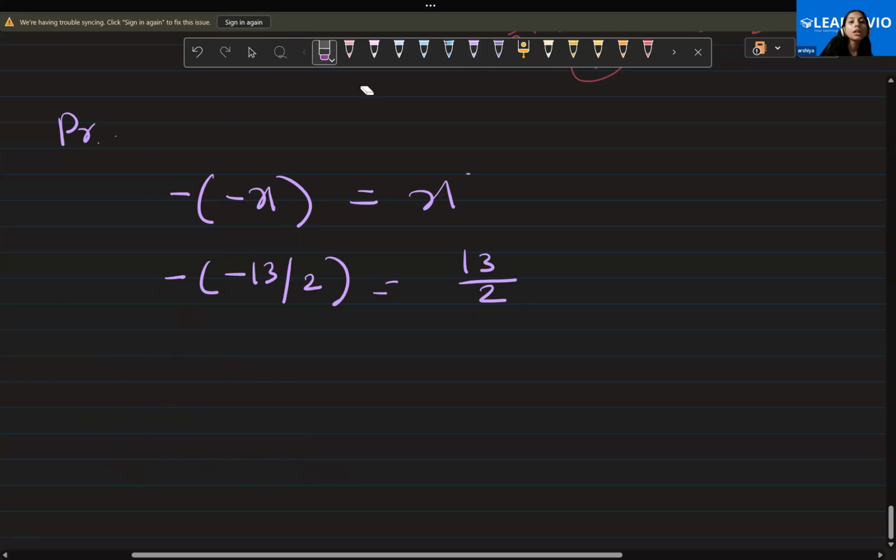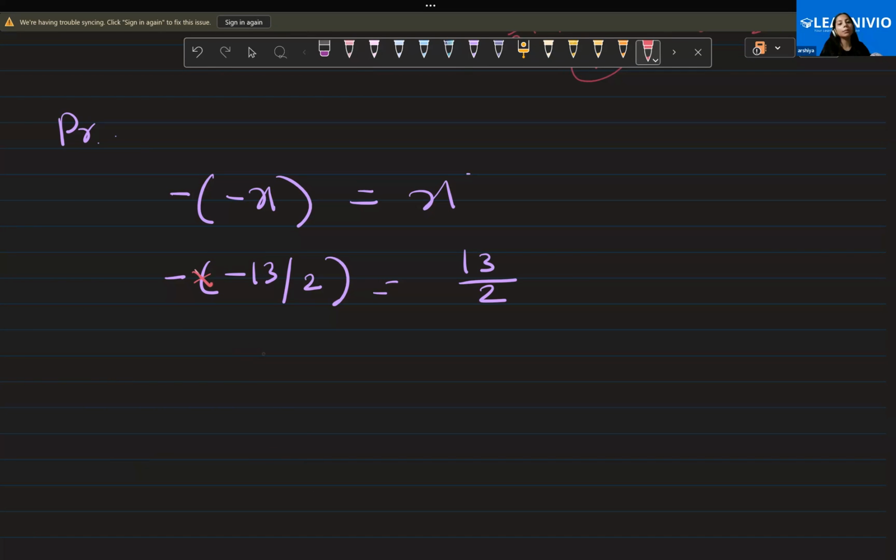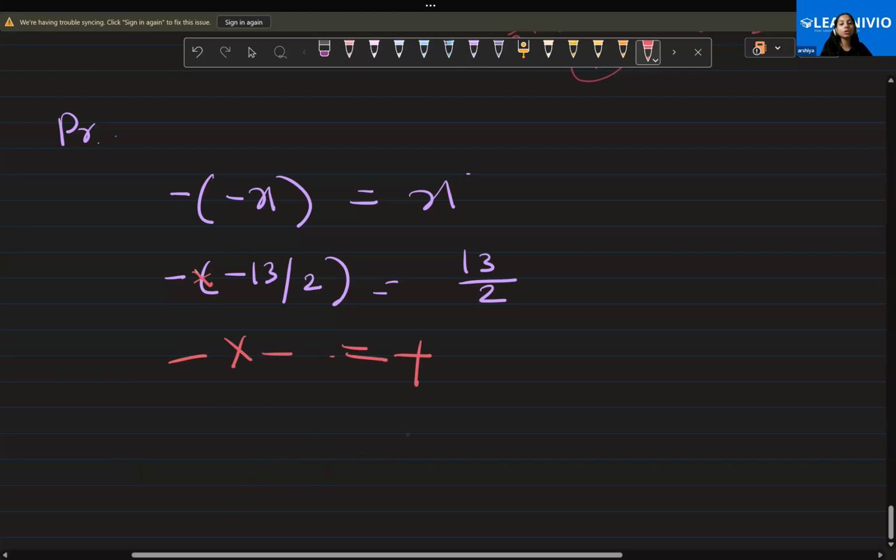Now I just told you that when there's no sign and there's a bracket, that means multiplication is going on here, right? So because multiplication is there, negative multiplied by negative. If I open the bracket, this will be equal to 13 by 2, because negative, negative becomes plus. So yes, this is true. Or you can just write hence true. Does that make sense?